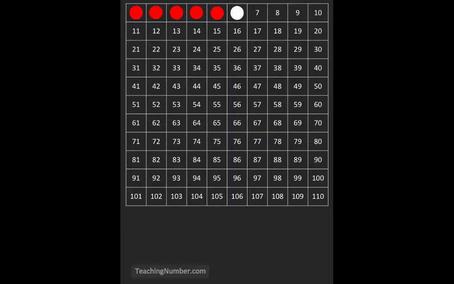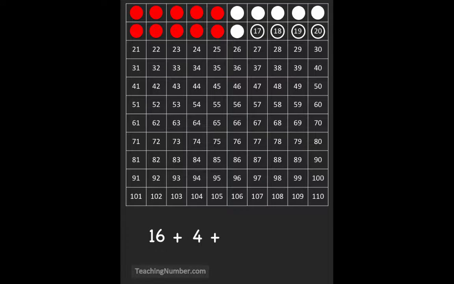Of course, this strategy works with any number. For example, if we are adding to 6, we know we need 4 to make 10 with 6, and 6 more to make 10 with 4. Thus, 6 plus 10 equals 16. If we are adding 10 to 16, we have 6 ones. We know we need 4 to make 10 with 6, and 6 more to make 10 with 4. Thus, 16 plus 10 equals 26.